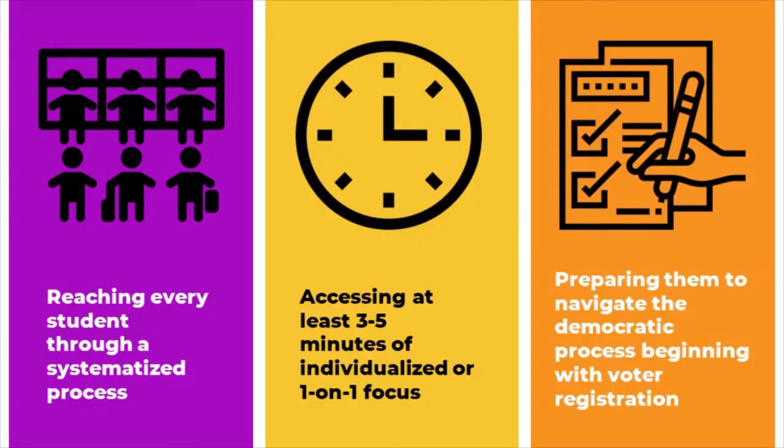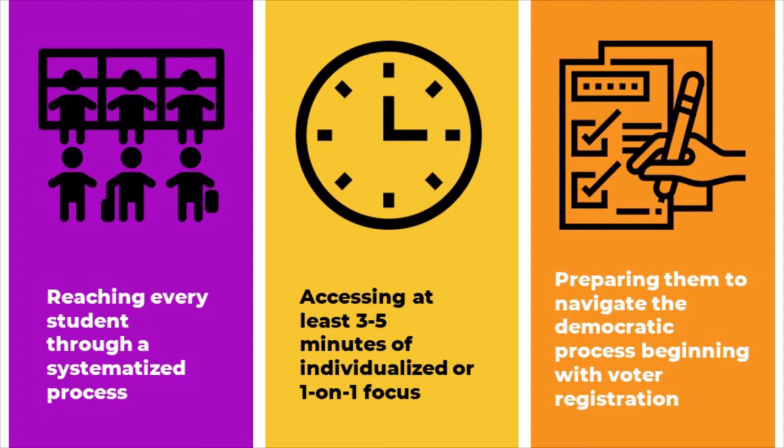So the first one, reaching every student through a systematized process. We're trying to think about ways where students are already being met. What are the processes that every student or most students have to go through on your campus as just part of their journey as a student? So thinking about things like maybe orientation or a universal class that all students need to take, or even academic advising. How can we get access to those processes in order to integrate voter registration and democratic engagement conversations into them?